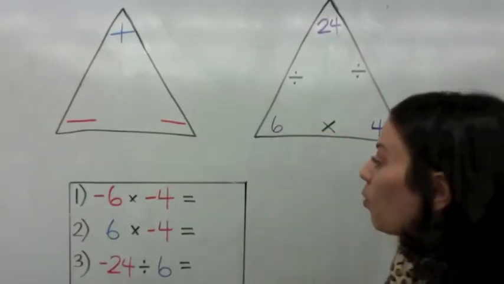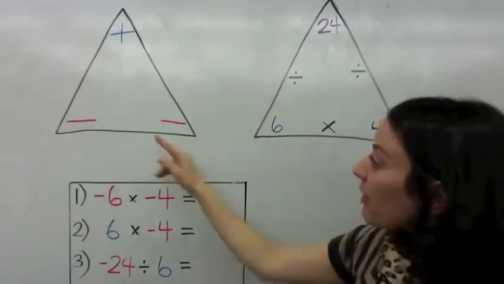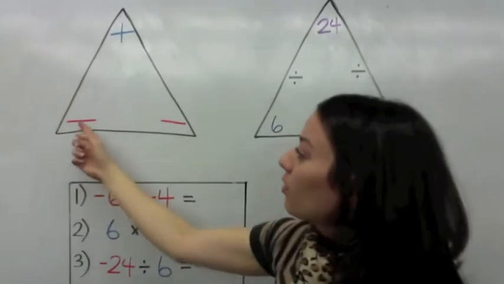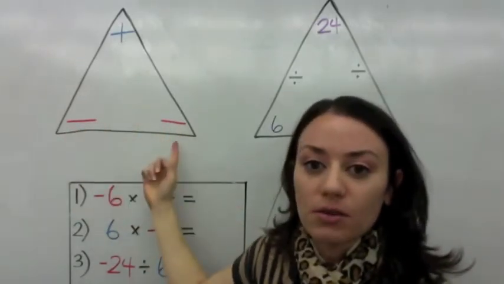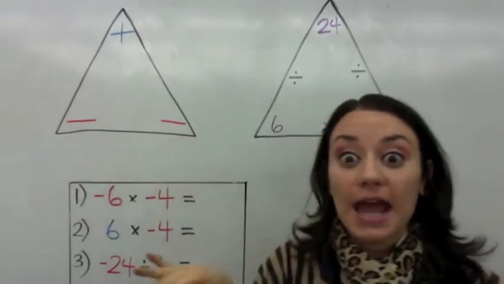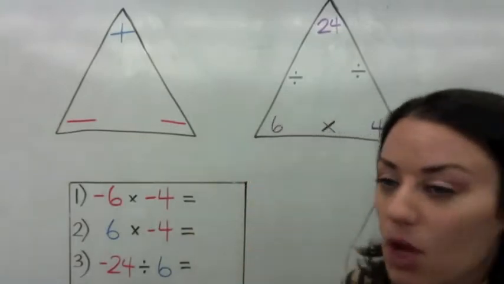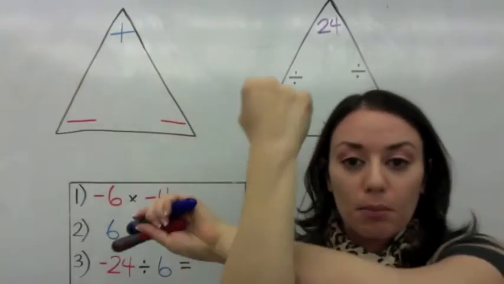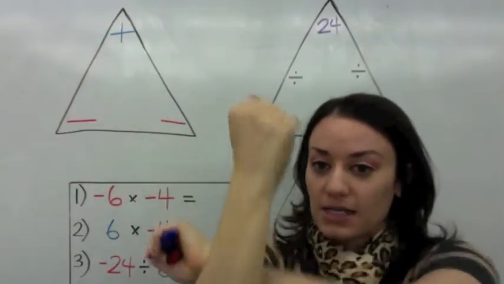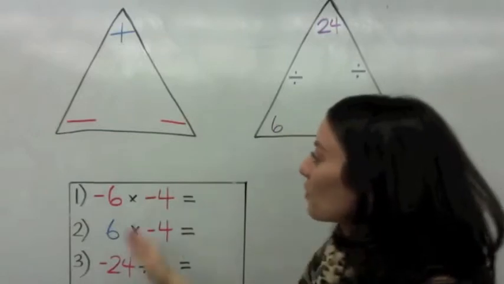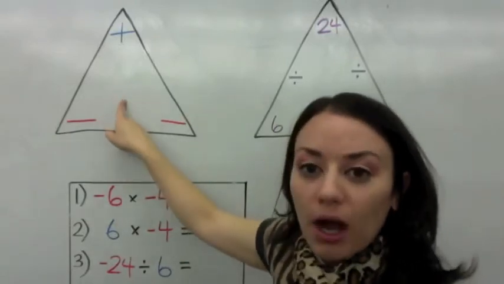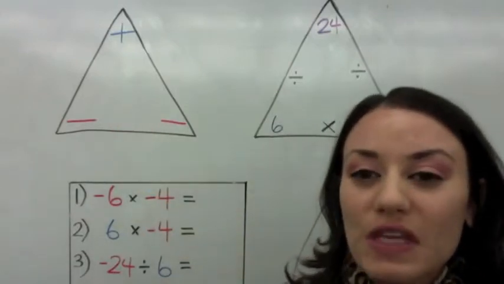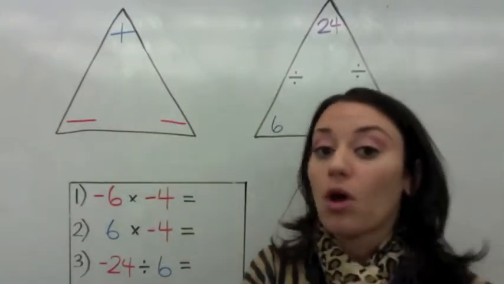Okay, so now what happens when we apply the negatives? We have a new triangle. Notice on this triangle, in the corners of the triangle, what signs are these? They're negative, and negative is going to be red. What sign is at the top point of the triangle? It's a positive. So we're actually going to use this triangle to solve these problems because this will help you remember the rules.